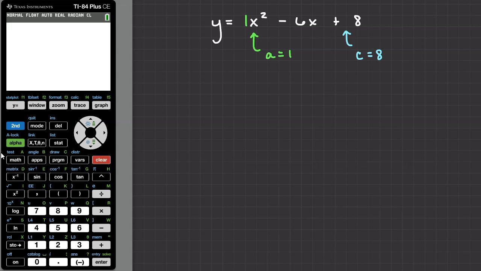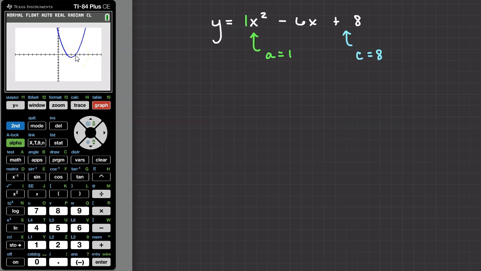Now let's go ahead and graph. Hit y equals, then type in x squared minus 6x plus 8, then hit graph. We see that we have a parabola located primarily in quadrants 1 and 4, with x-intercepts located at the positive x values right around x equals 2 and x equals 4.